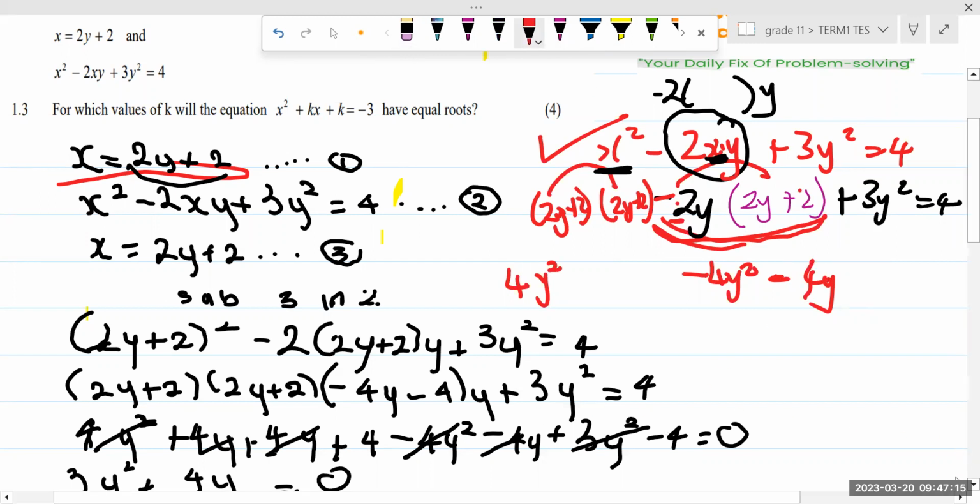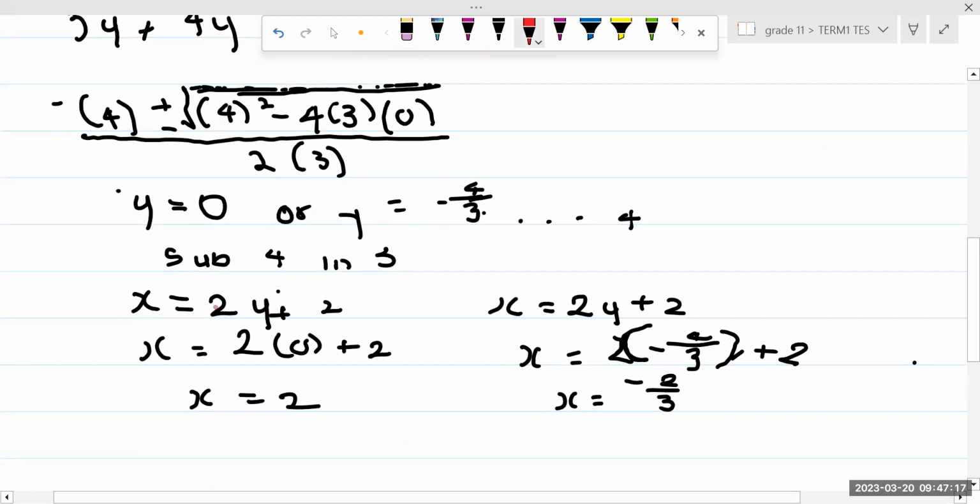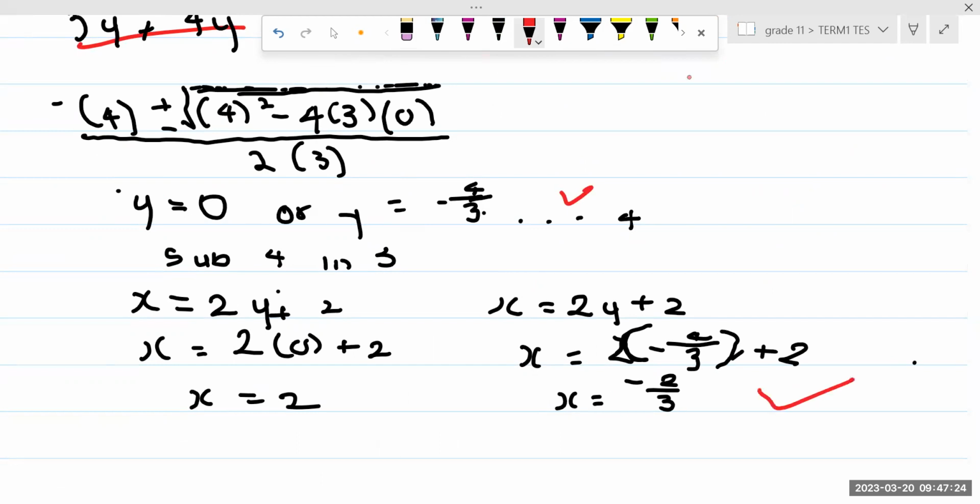And then from here onward, you can come and get your standard form. And then after getting your standard form, you factorize. After factorizing, you can get the other answer.